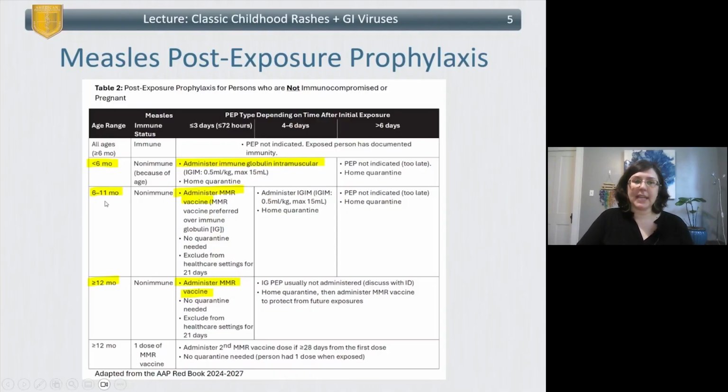What about a baby 6 to 11 months who hasn't been vaccinated but was exposed? For those babies, they can get the MMR vaccine, so we administer the MMR vaccine if it's within 3 days of the exposure. If it's 4 to 6 days after the exposure, the vaccine really isn't going to do much, so we give the IM immunoglobulin.